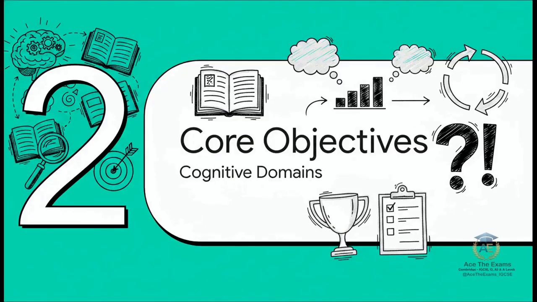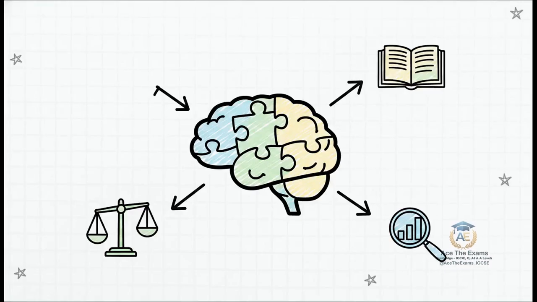Section 2. Decoding core assessment objectives. Let's route our approach vector. Let's map out our approach layout based on the explicit assessment objectives that Cambridge demands.